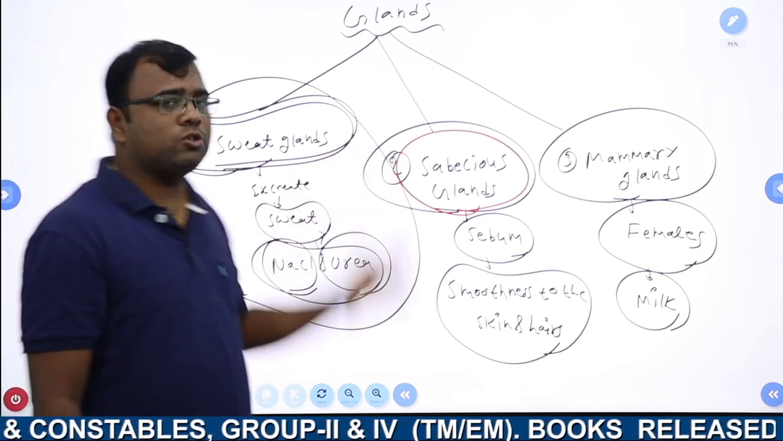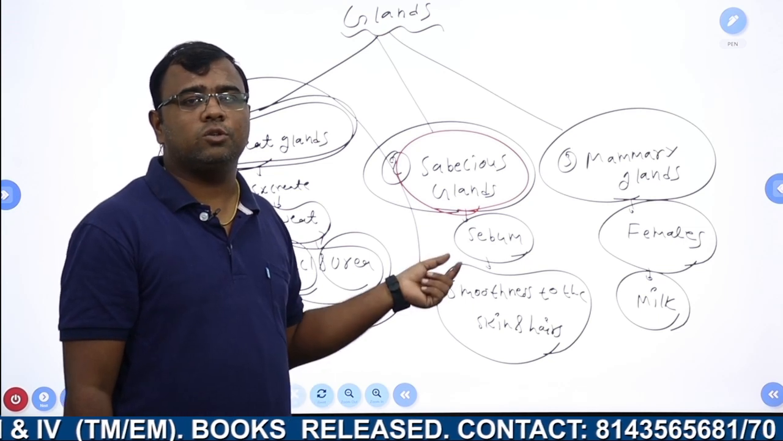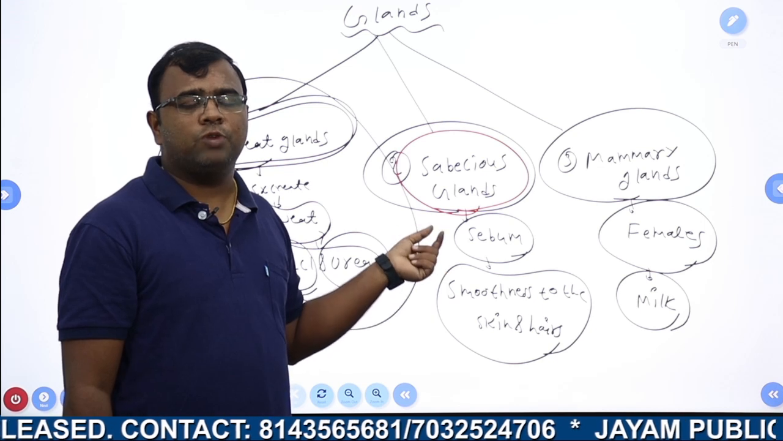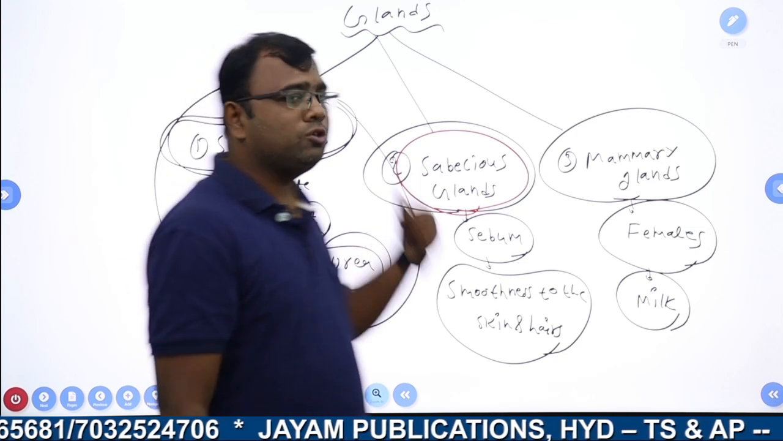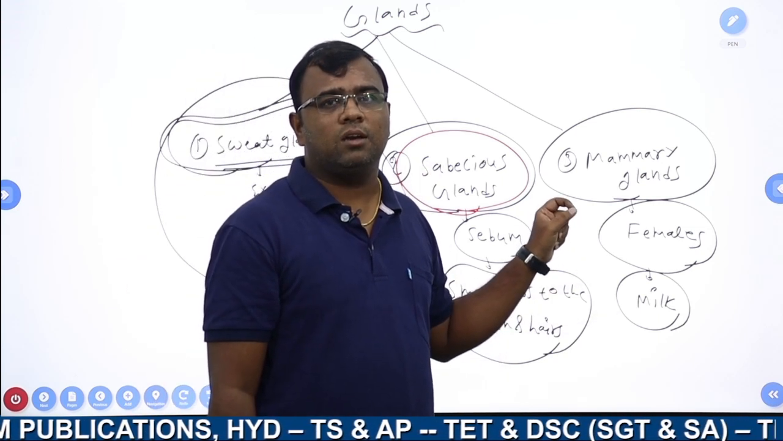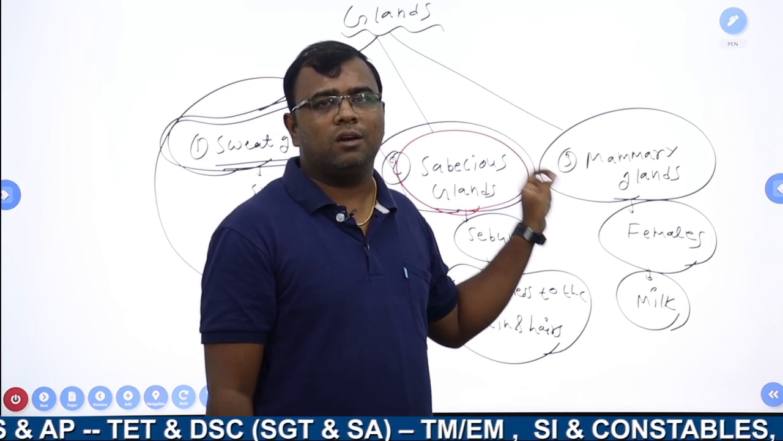And next gland goes to sebaceous glands. The sebaceous glands secrete sebum. The sebum function is smoothness to the skin and hairs. And next glands goes to mammary glands. The mammary glands are present in females. This gland's function is to produce milk in females.